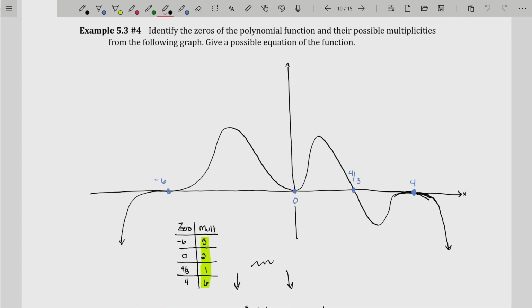And to be honest, I think that this lecture has gone long enough, and I've kind of hit all the major high points, at least with identifying zeros and their multiplicities. So let's go ahead and pause here. And on the next video, we'll talk about graphing polynomial functions in general.